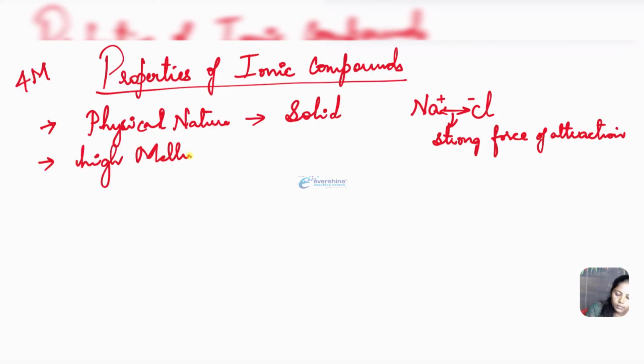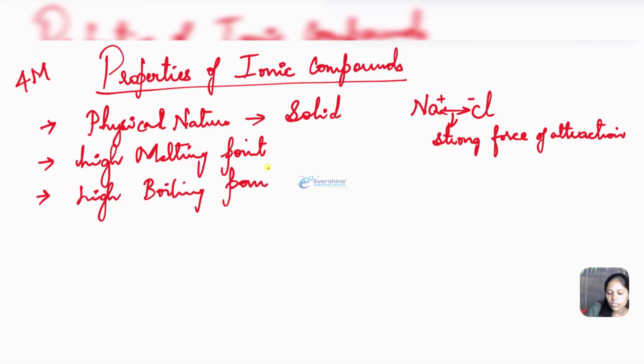Ionic compounds have high melting point. Ionic compounds also have high boiling point. Why do they have high melting point and high boiling point? They'll ask. You have to tell there is a strong force of attraction between metal and non-metal in ionic compounds. Hence it has high melting point and high boiling point.